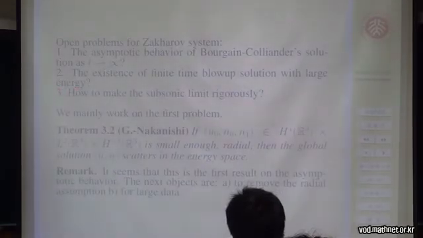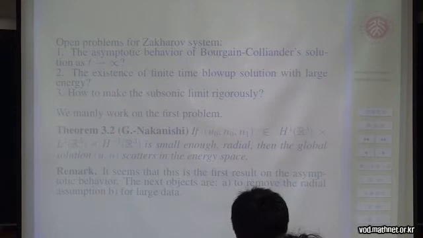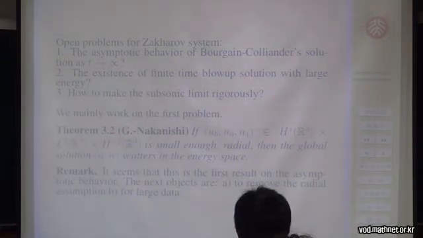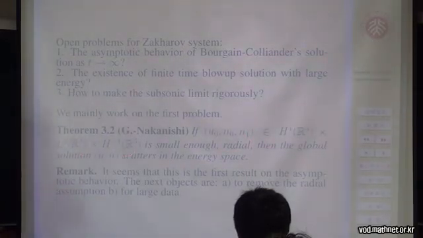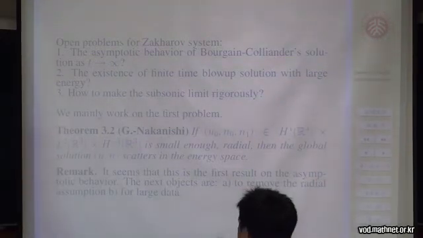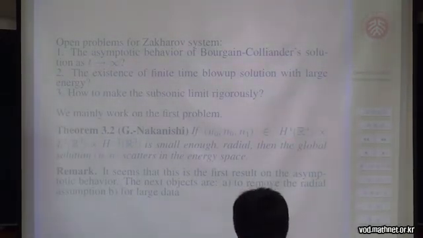The third one is how to make the subsonic limit rigorous. In a joint work with Nakanishi, we first obtained that Bogin-Colliander's solution, if you assume symmetry, so it's radial, then it scatters in the energy space. So radial symmetry. After this, we really want to remove the radial assumption. That's the whole motivation.